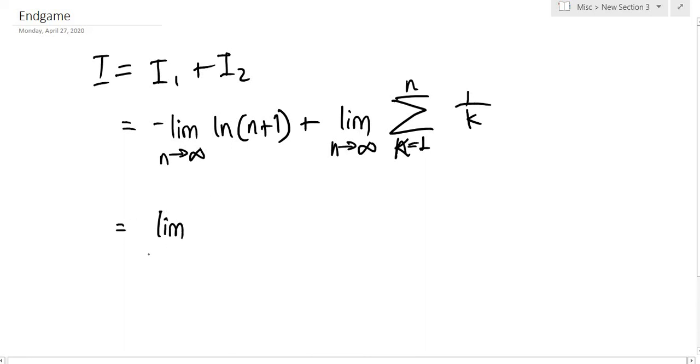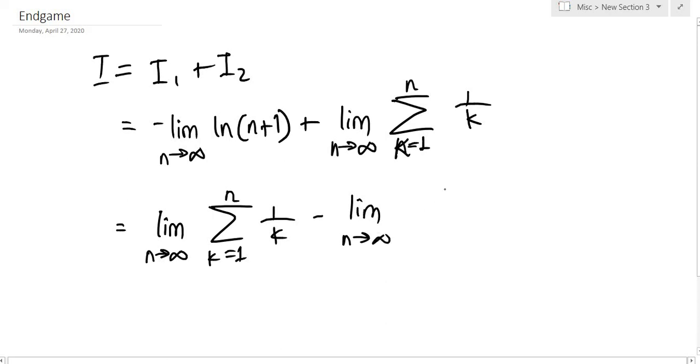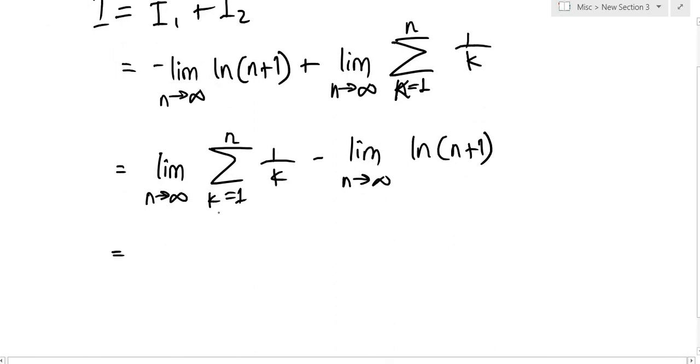So I have the limit as n goes to infinity of the sum from k equals 1 to n of 1 over k minus the limit as n approaches infinity of the natural log of n plus 1. Now let's just write this in our conventional harmonic series notation. So the limit as n goes to infinity of the harmonic series of those n terms minus.